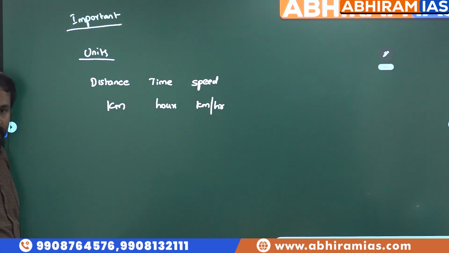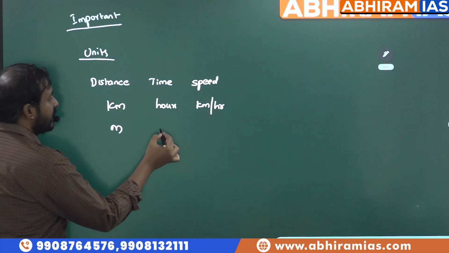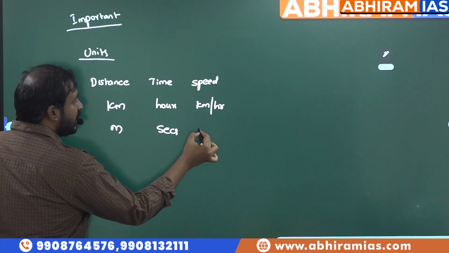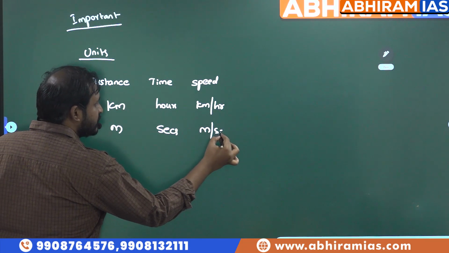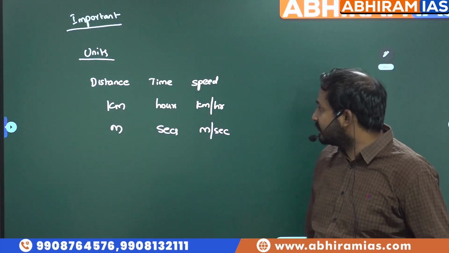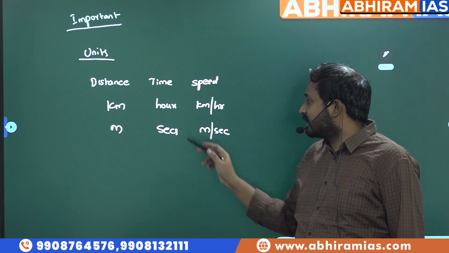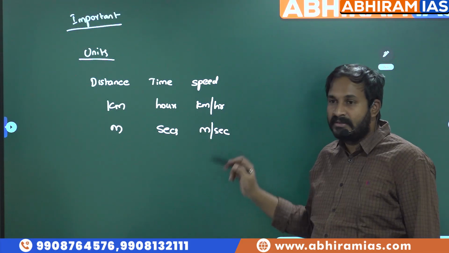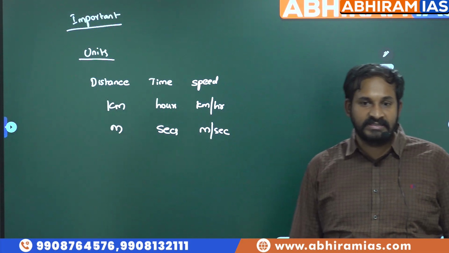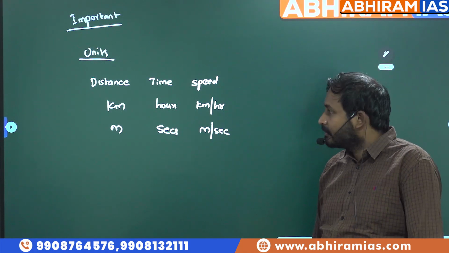This is one set of units for us. Next, distance will be in meters, time will be in seconds, and we will have meters per second. This is another set of units. The first set is kilometers, hours, and kilometer per hour. The second set is meters, seconds, and meters per second.